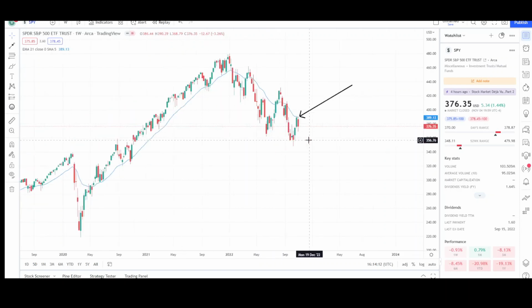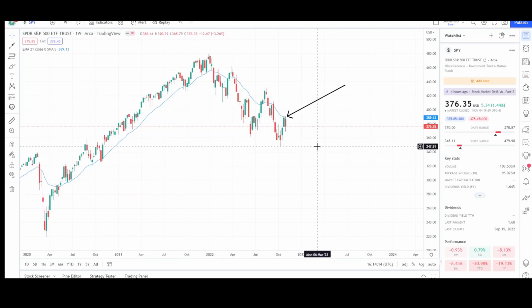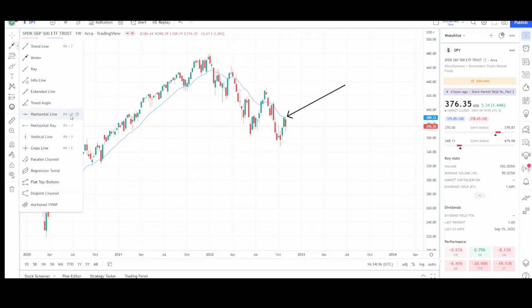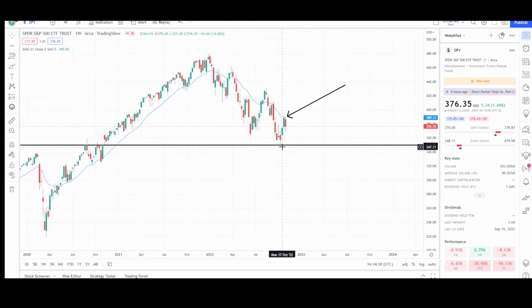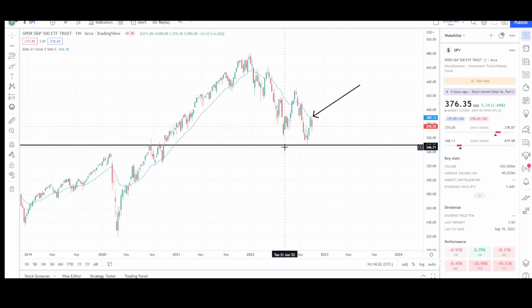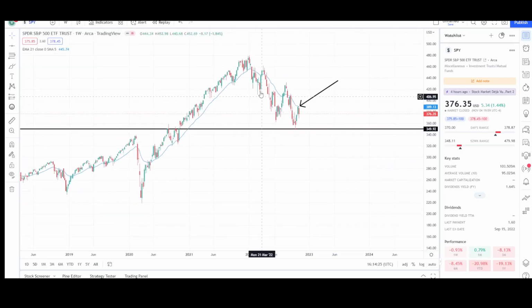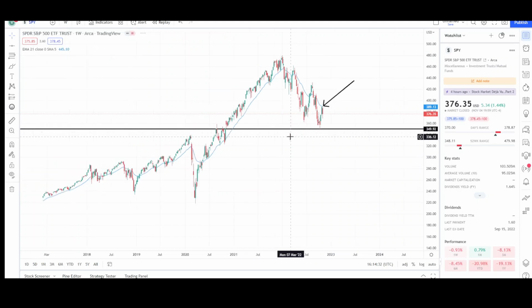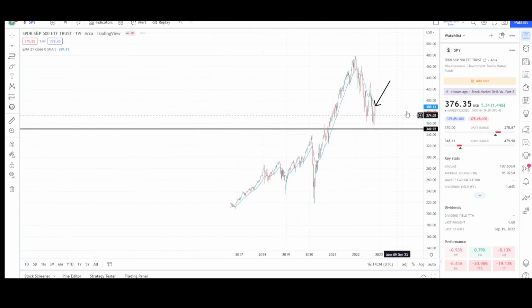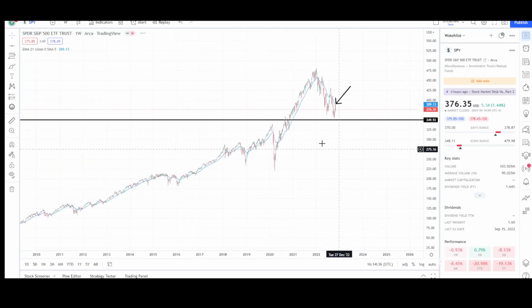But obviously my long-term patterns still hold. I believe we're still going to be retesting this low point that was created back here in early October at the 348 level. I believe we're going to test that, or at least exceed it, or at least test it again before continuing higher if we did bottom. But overall pattern is telling me we're going to see a bigger correction.